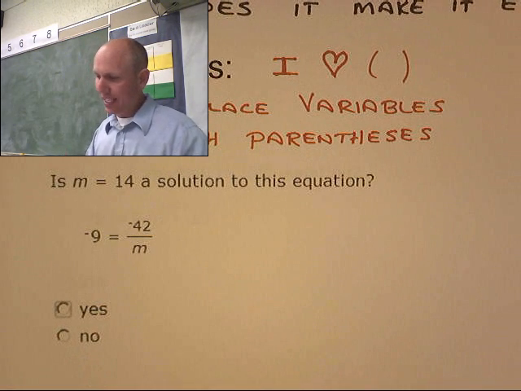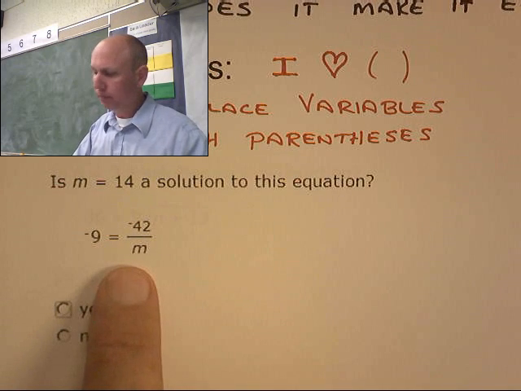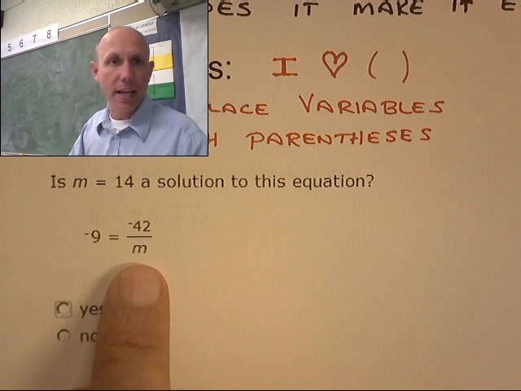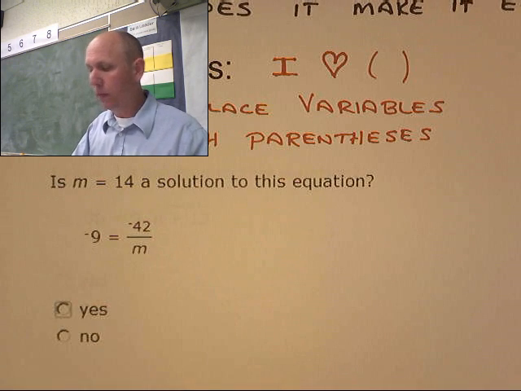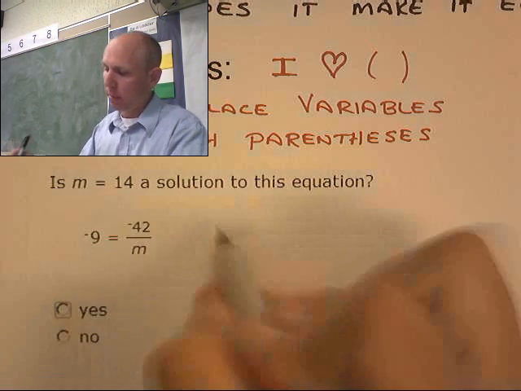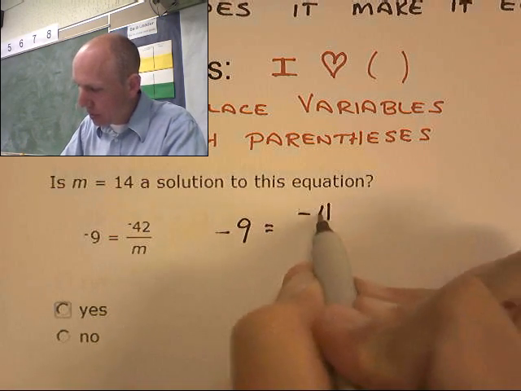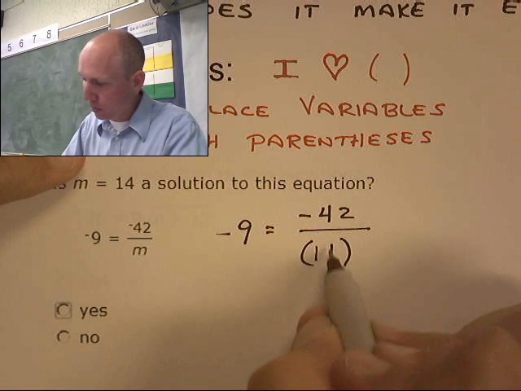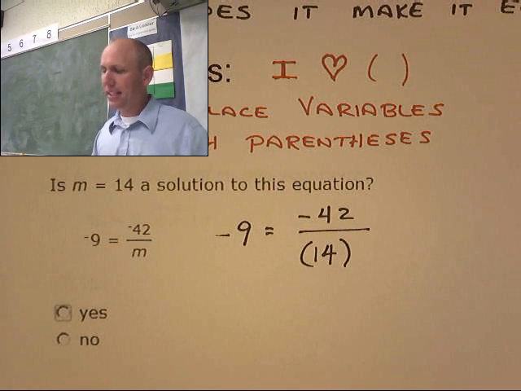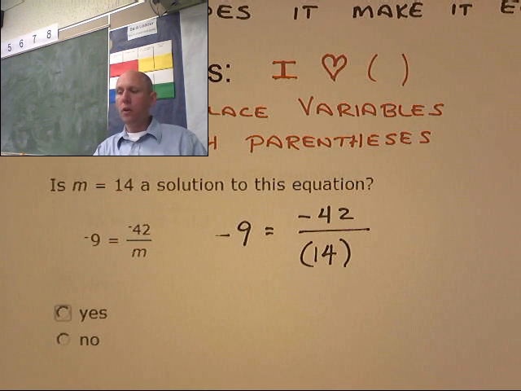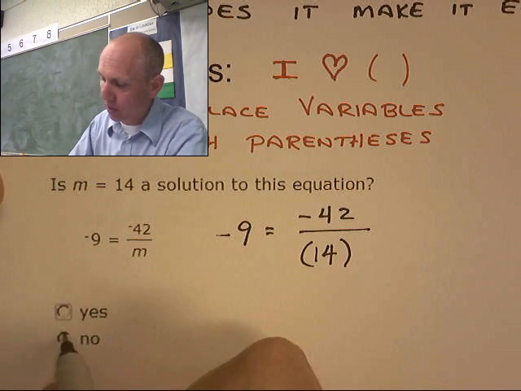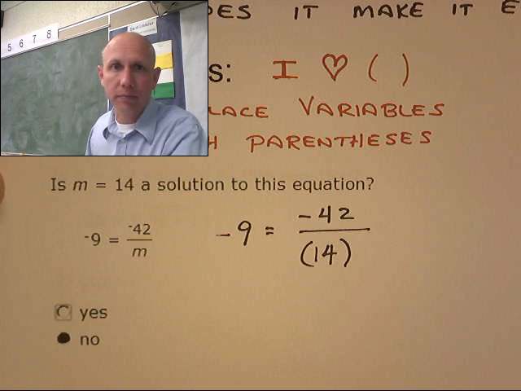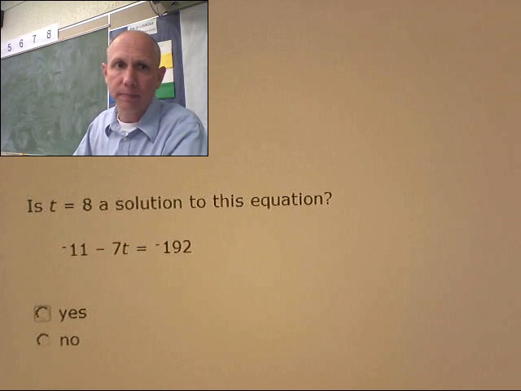Is m equals 14 a solution to this equation? Well, here's the little equation. I know it's an equation because of the equal sign. I'm going to get rid of that m, put in some parentheses, and then put a 14 in the parentheses and see if it works. Here's my method. Negative 9 equals negative 42 over, goodbye m, hello parentheses, putting a 14 here. Does that work? Does 14 go into 42 9 times? Or does 14 go into negative 42 negative 9 times? I don't think so. I could do some math on that, but there's no way that's going to work, so that's a no.